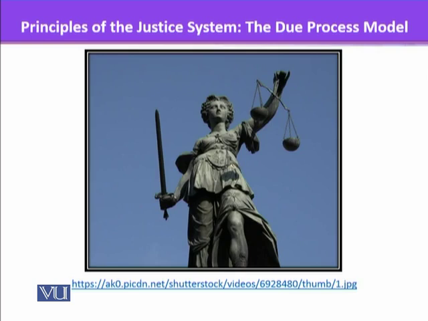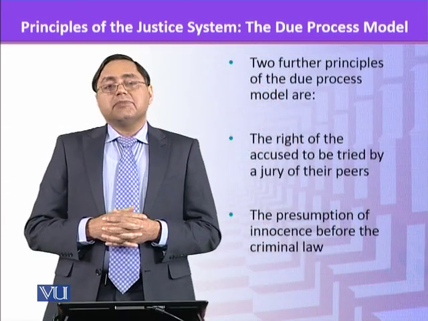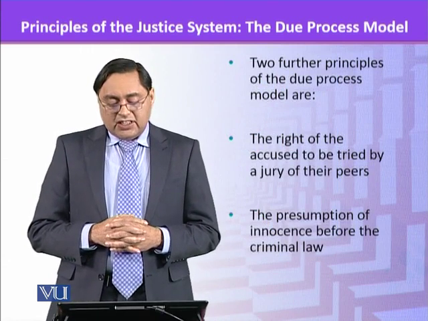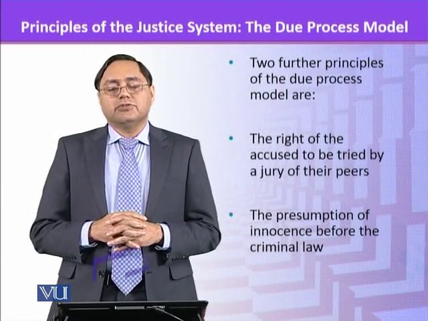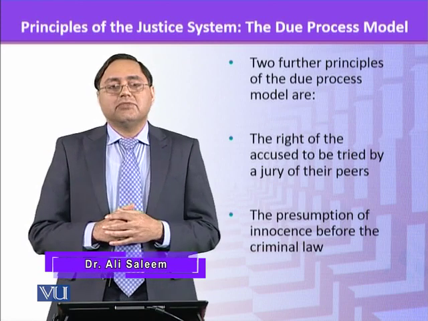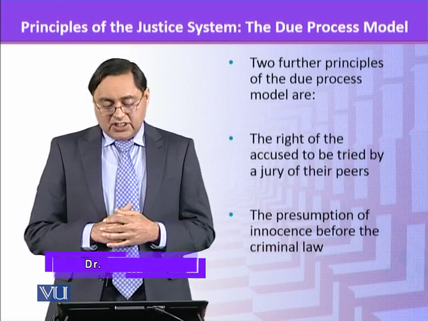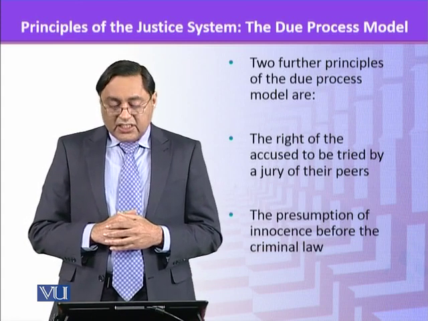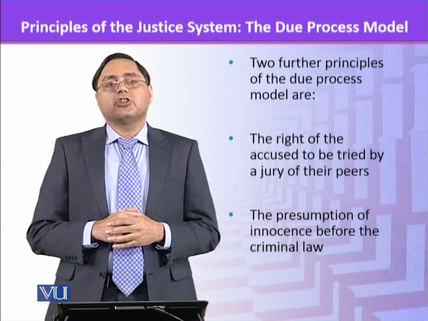And then when the decision is made, she has this sword in her right hand, which denotes punishment. Once the evidence has been seen and the decision has been given fairly, then there will be punishment. There will be no stopping of punishment after that. Two further principles of due process are the right of the accused to be tried by his peers, meaning that he will not be tried by someone outside his country, outside his race, and outside his group. Then there is the presumption of innocence before the criminal law.